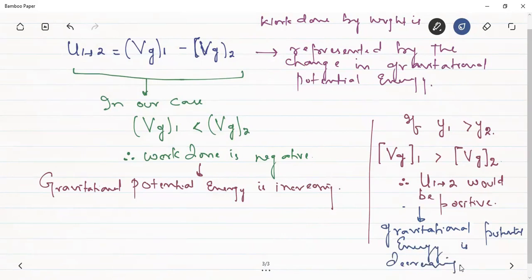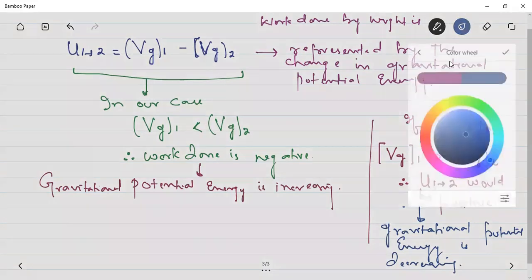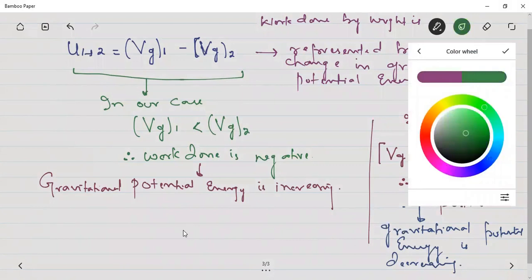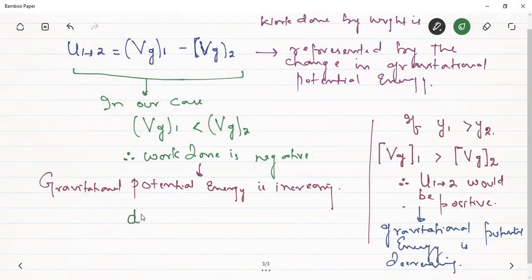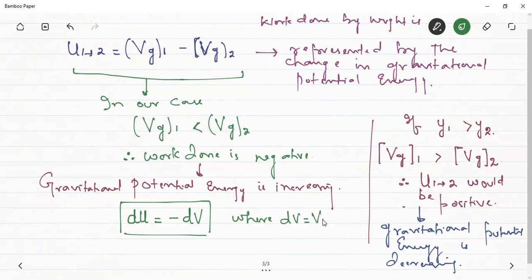So what we have seen in the first case, which was our actual case, if work done is negative, gravitational potential energy is increasing. If work done is positive, then the gravitational potential energy is decreasing. So we can make a conclusion here that dU is equal to minus change in the potential energy, where dV is V2 minus V1. Okay, the change means final minus initial.